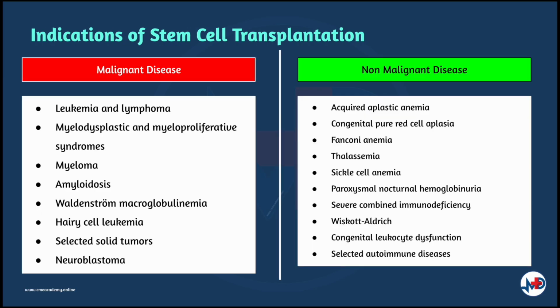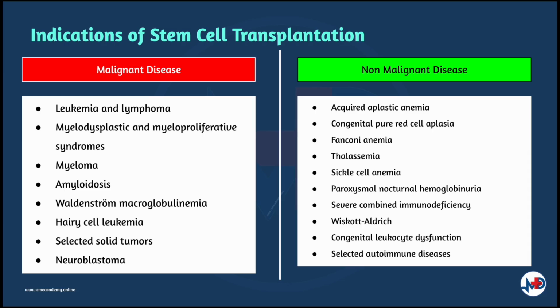Stem cell transplantation can be indicated in malignant diseases and non-malignant diseases. Examples of malignant diseases include AML, ALL, CML, CLL, myelodysplastic syndromes, myeloproliferative syndromes, lymphomas, myelomas, amyloidosis, Waldenstrom macroglobulinemia, hairy cell leukemia, and selected solid tumors as well as neuroblastoma.